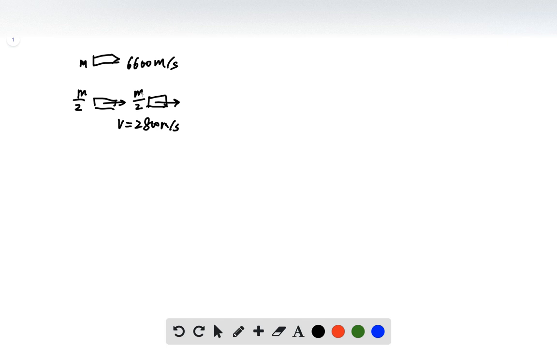So let's call this v, and call these a and b. So we have va and vb. Before the explosion, we have mv. After the explosion, we have ma, which is just half of m, times va, plus mb, which is also half of m, times vb. So we can cancel m here, and this gives us v equals 1/2 (va plus vb).